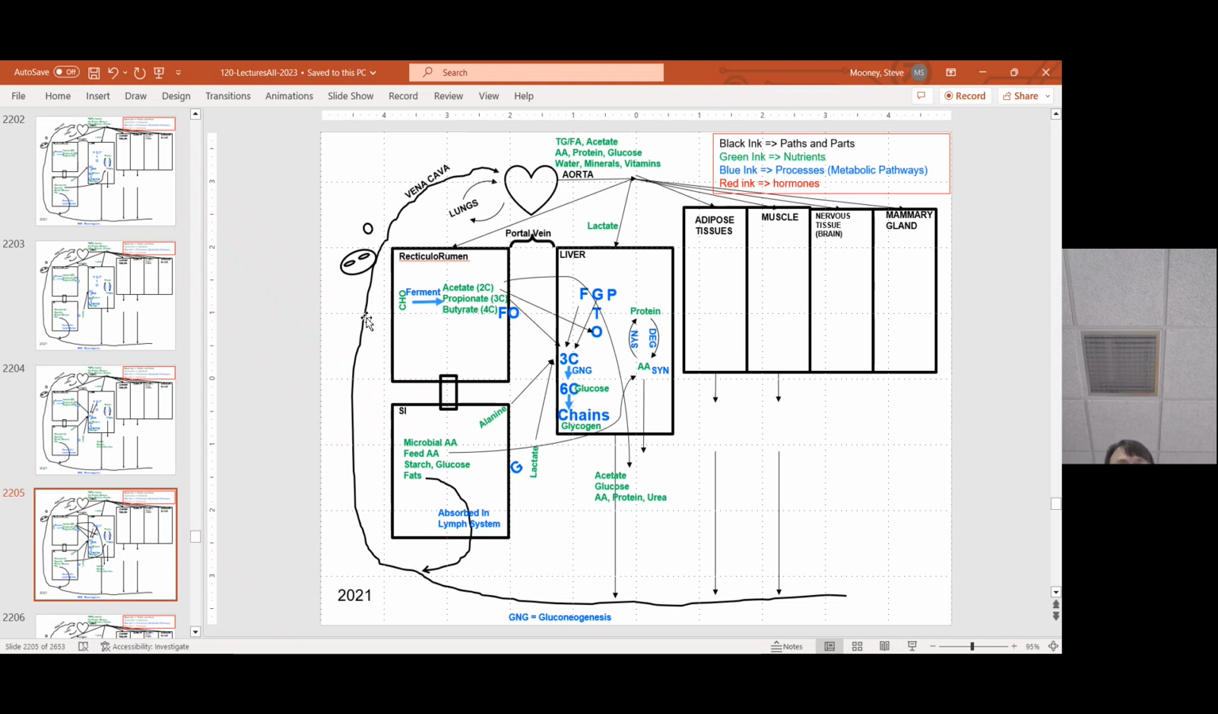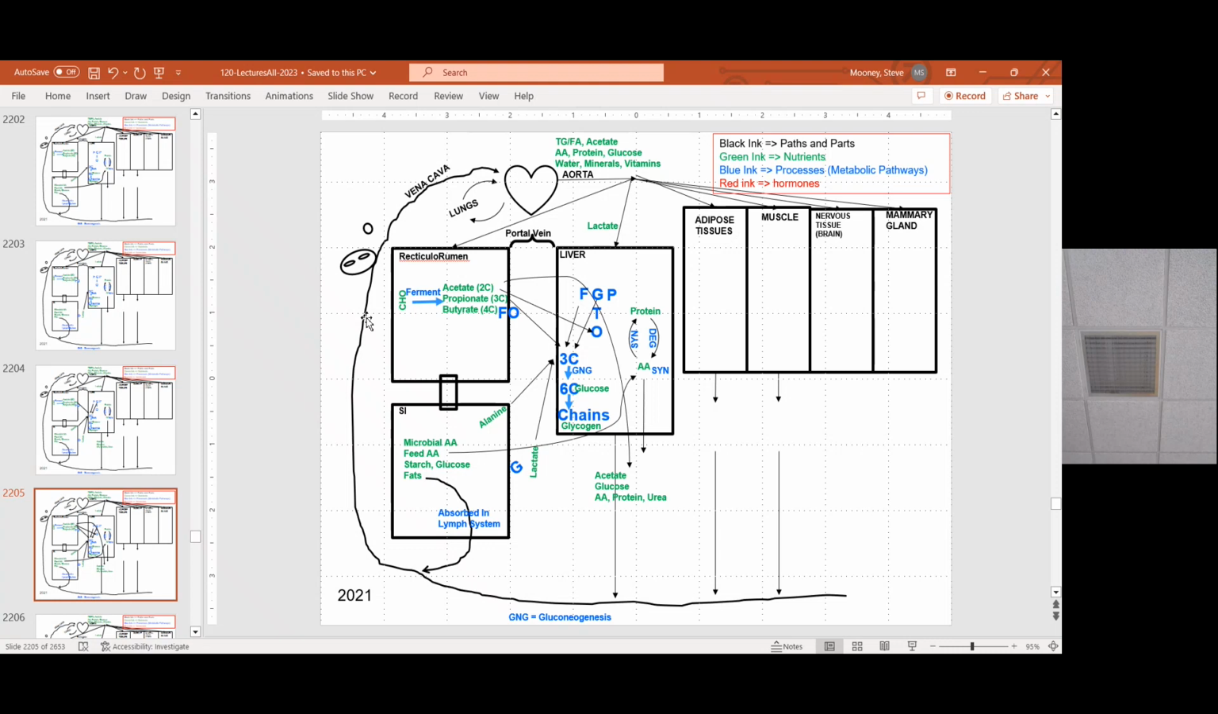So bringing everything together, showing what's leaving the liver. We're bringing back the acetate curves, the amino acid curves. So you're going to have acetate leaving the liver. You're going to have glucose leaving the liver. And then amino acids, protein, and urea.